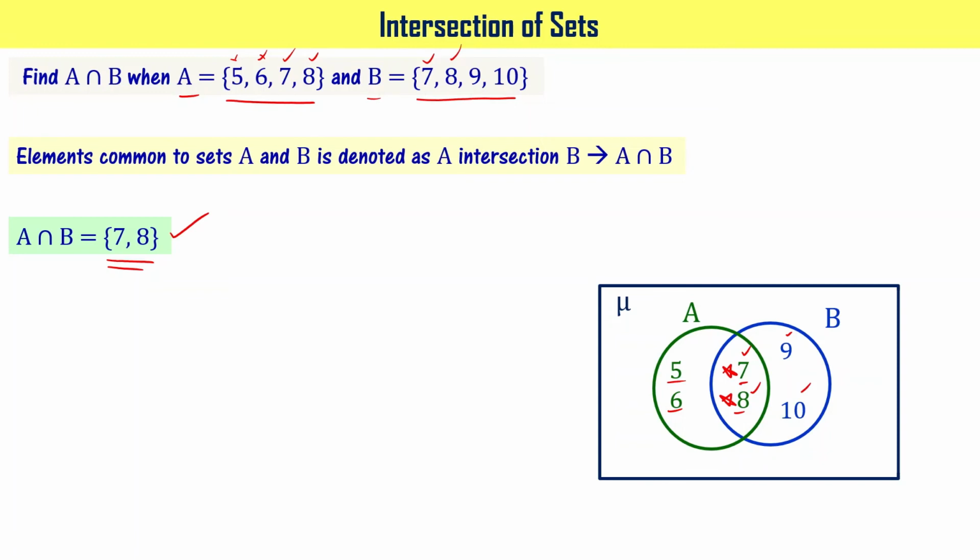Now we can write this in set builder form also. A intersection B can be written as a set of elements X such that X belongs to A and X belongs to B also. 7 and 8 belong to A and they belong to B also. This AND is important. Got it?